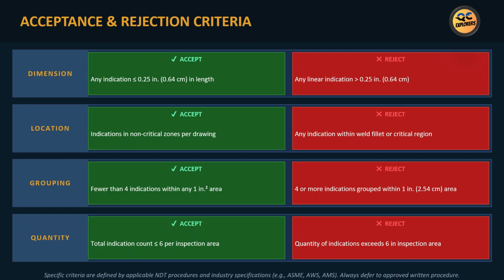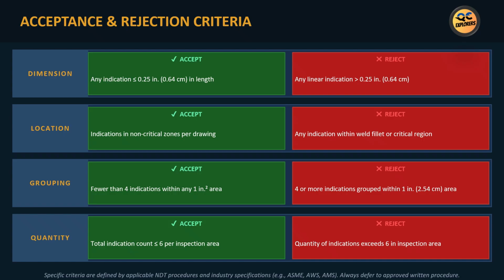ASME, AWS, AMS, and customer requirements may all have different criteria. Now in this example, linear indications greater than 0.25 inches are considered rejectable. This is a very common theory question. Location is also extremely important. Even a small indication may become rejectable if it appears inside a critical weld region or high-stress area.